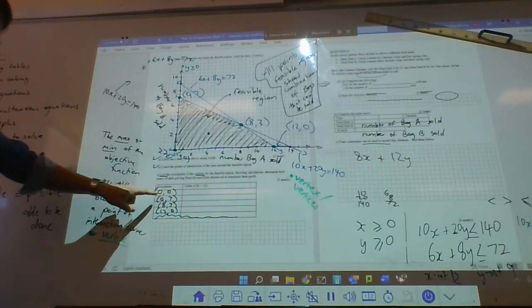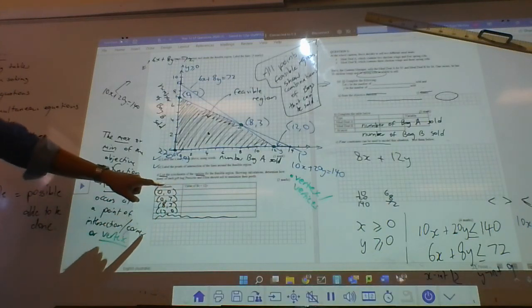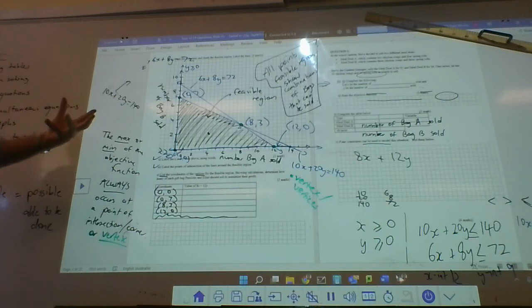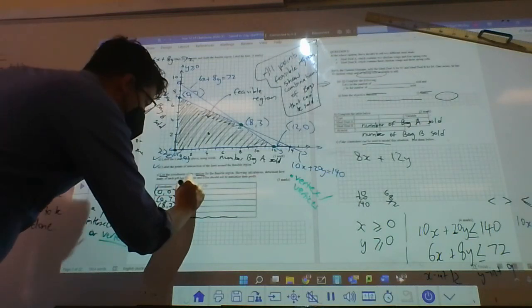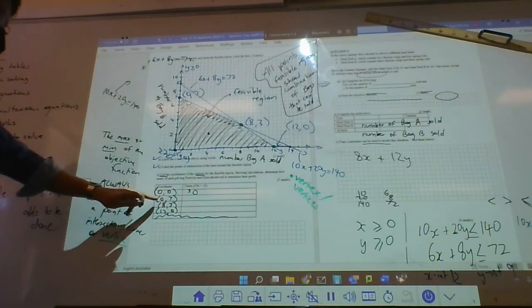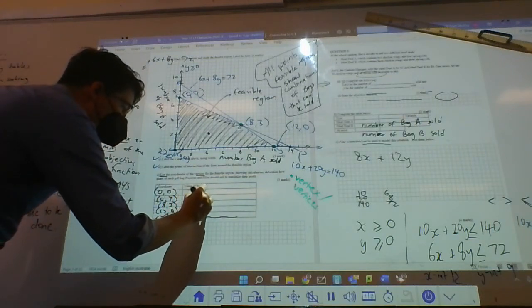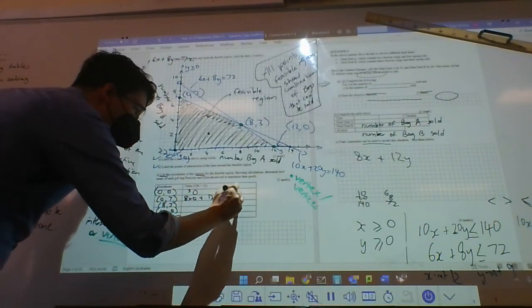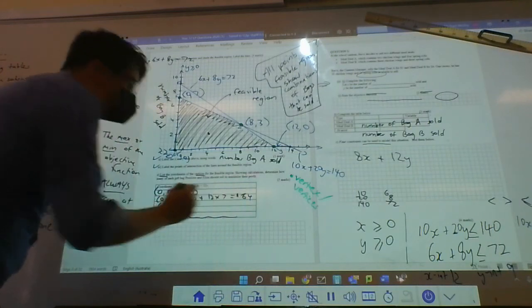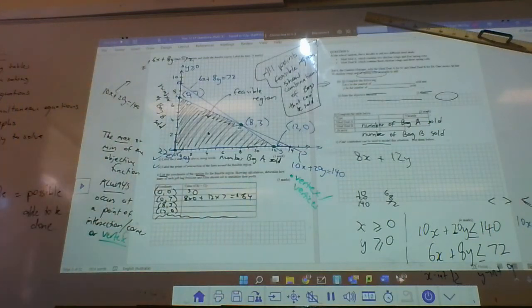So what's the value of 8x plus 12y when they sell 0 and 0? 0. That one's nice and easy, isn't it? It's nothing. Clearly it's going to be $0. What about 0 and 7? 8 times 0 plus 12 times 7 equals $84.